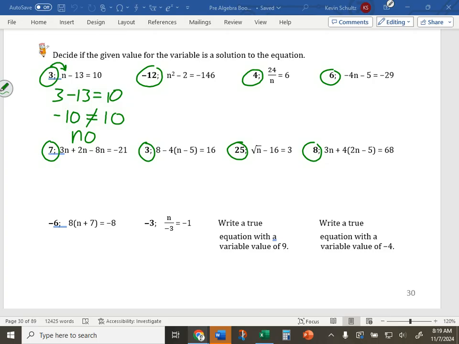Okay. Plugging in 3 for n: 8 minus 4, then in parentheses 3 minus 5. We want to know if that equals 16. The only thing that changes is what we put in for the variable, and 3's going in for it there. Okay? So, order of operations, parentheses first. 8 minus 4 times negative 2. 3 minus 5 equals negative 2.